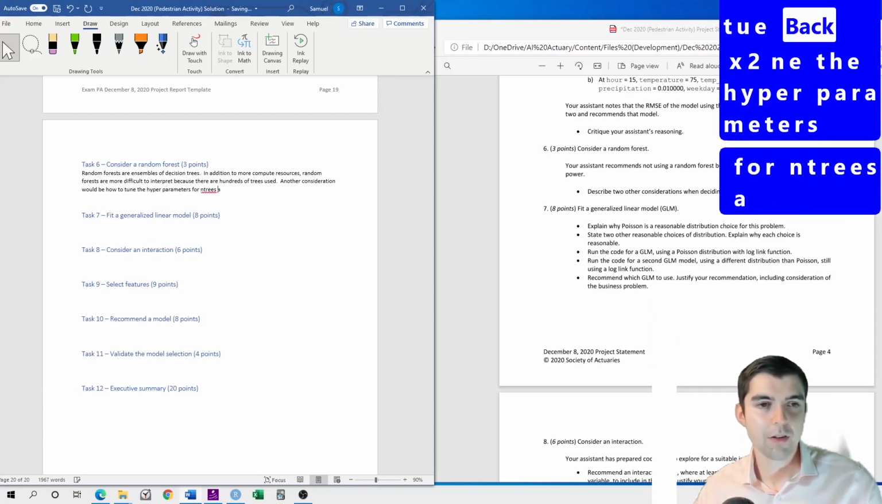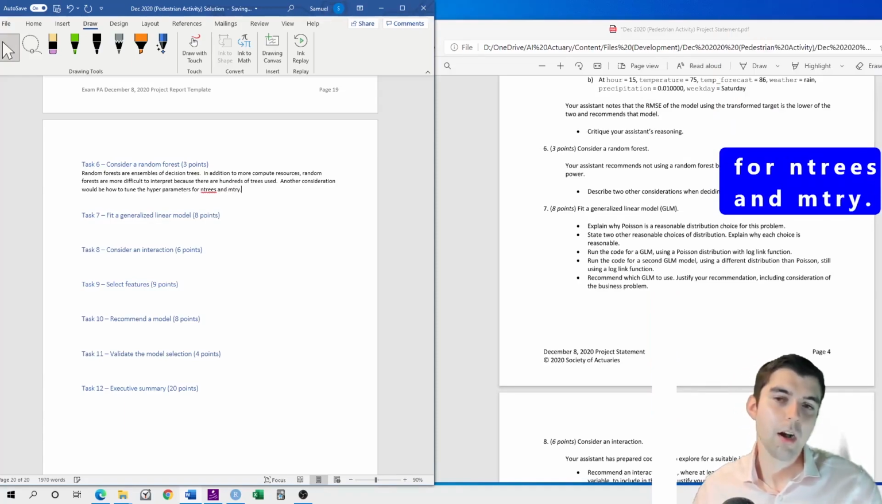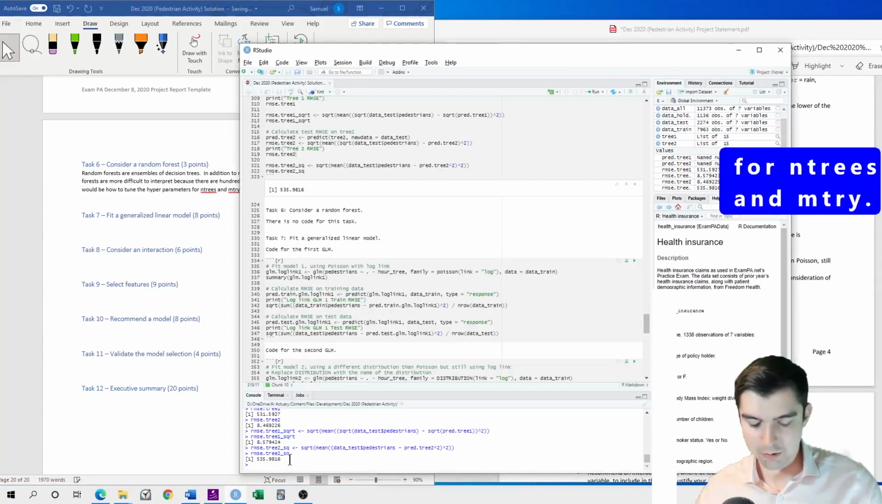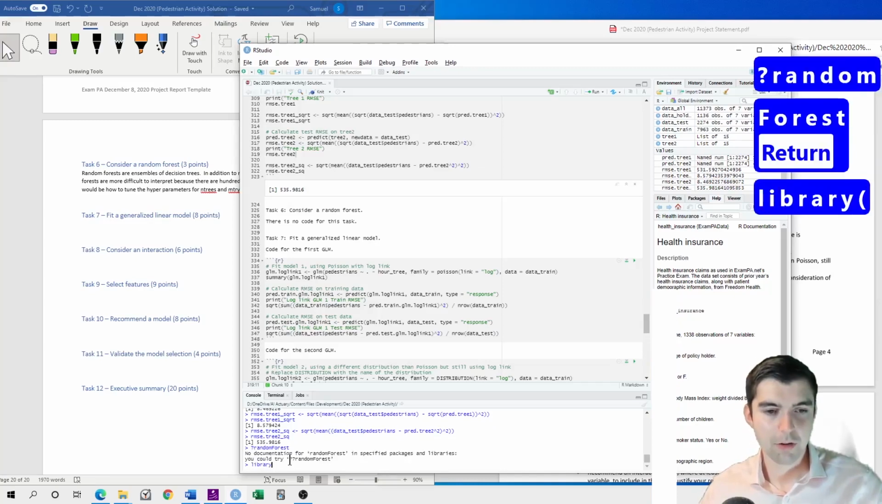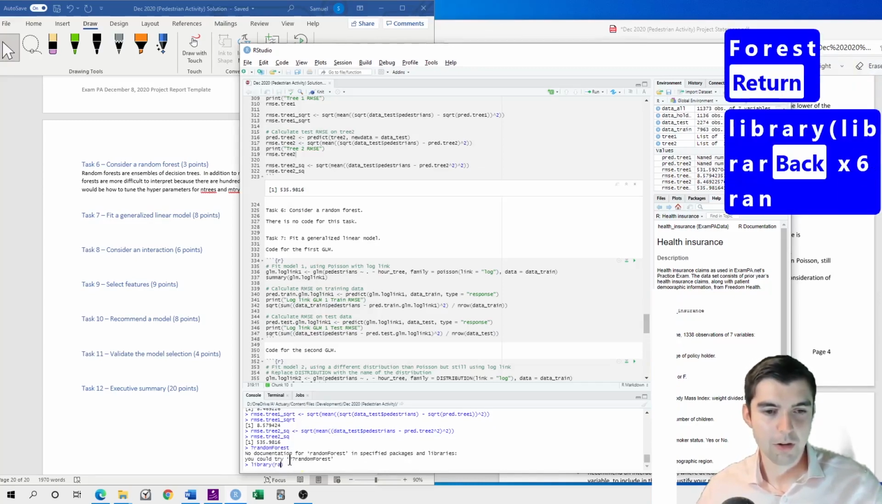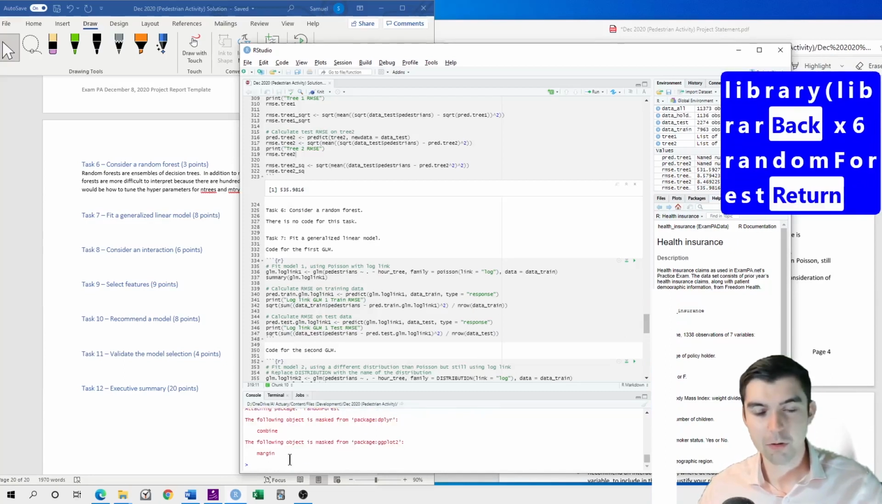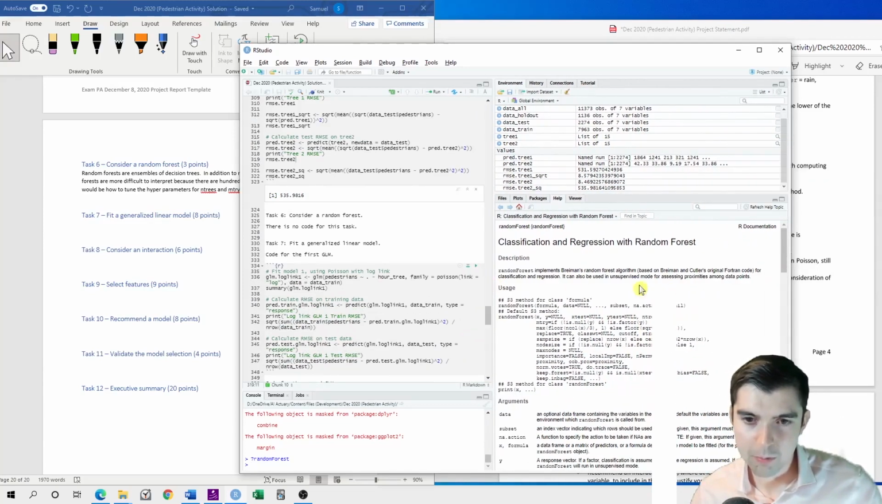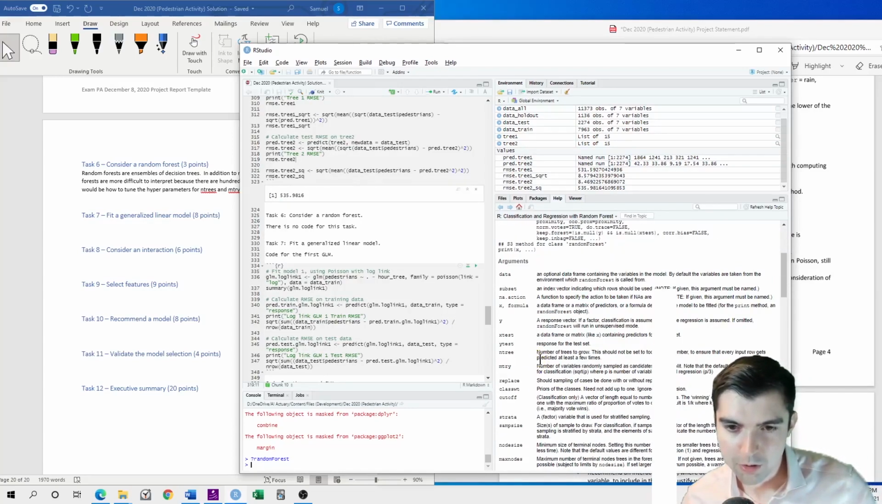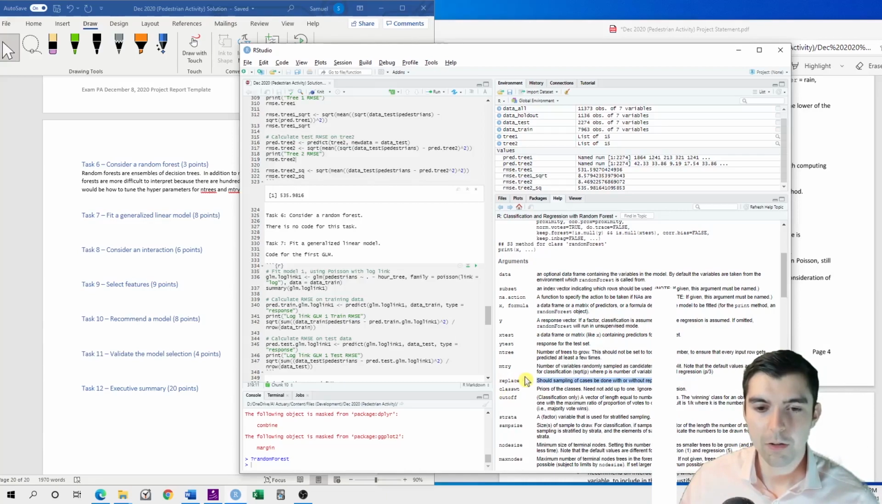for ntree and mtry. And a good thing to do for a question like this is to type question mark randomForest. And if that library isn't loaded, you can just load the library randomForest, because that will be installed on these computers, even if it's not being used on the exam. And then do randomForest. And then you could just read the documentation and get some ideas, like it uses the algorithm and an optional data frame. So it looks at mtry, ntree.